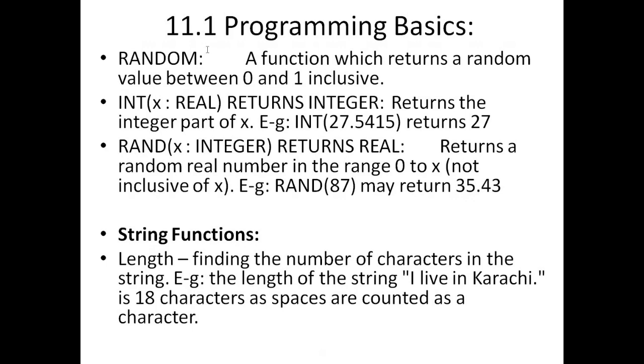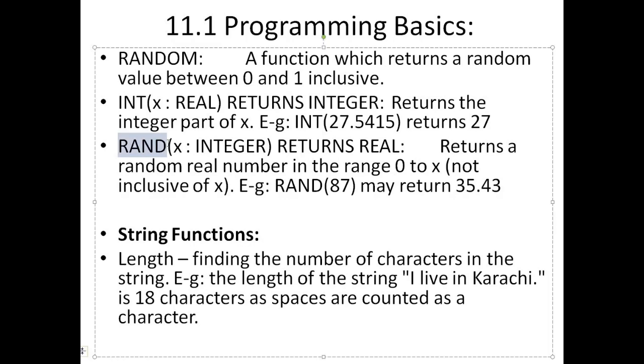Now, a random function originally was supposed to be a function in Cambridge that would generate a random value between 1 and 0 inclusive. However, in the recent inserts, Cambridge has changed it to a rand function, where you can supply a parameter by the name of x or any integer number, and it would return a real value. What is this function? It would return a random real number in the range from 0 to x.